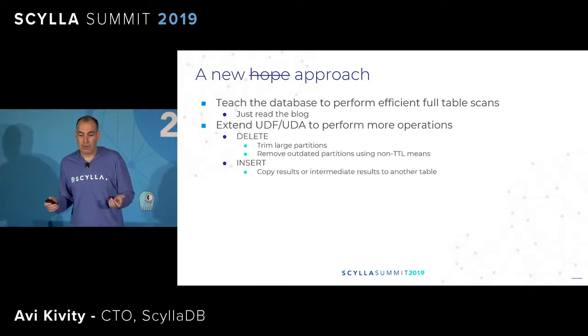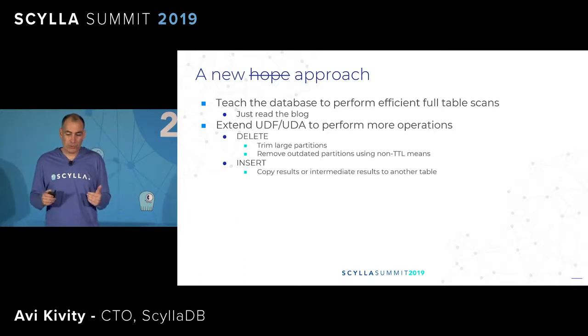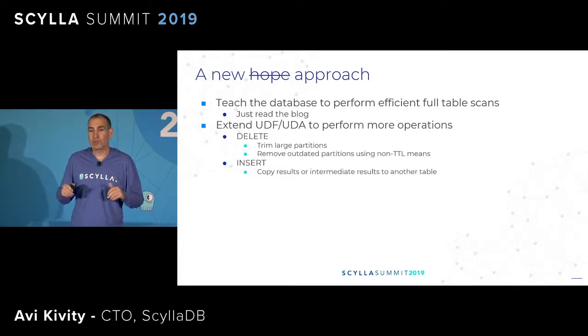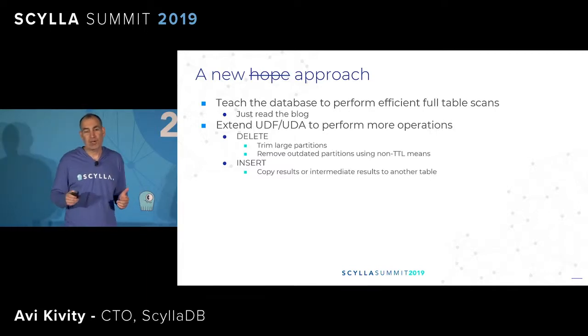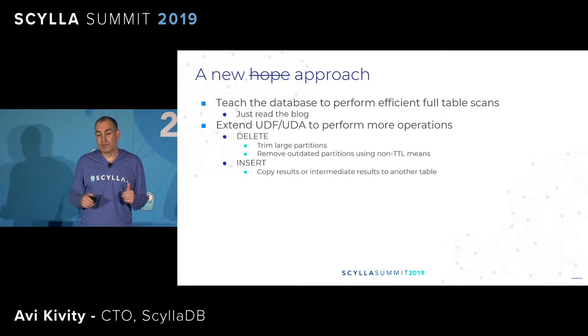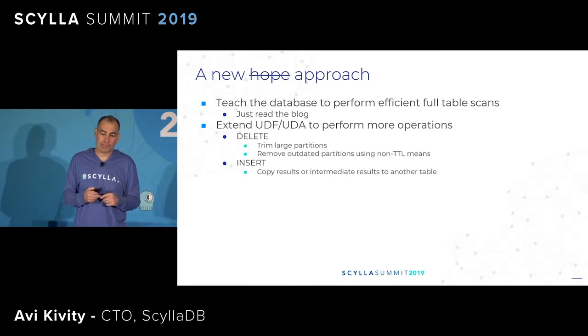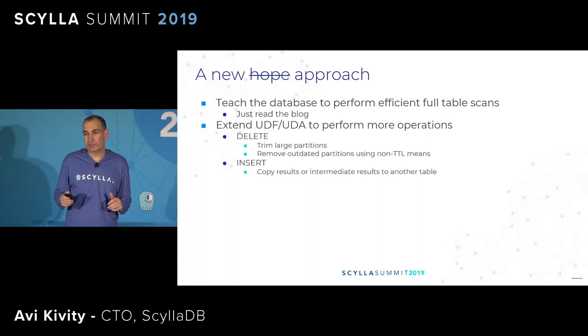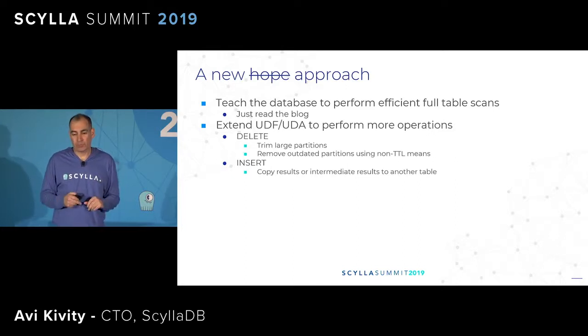So some examples of how we can use that. We also extend UDF and UDA to be able to perform more operations. So they're no longer pure functions. They can also perform operations. So it's more of a user-defined procedure rather than a user-defined function. So we can tell the function to perform a delete. And that allows you to trim a large partition. So you're scanning a partition, you hit a certain size or some other condition that you decided upon. And when you decide that you've had enough, you just issue a delete to trim the rest of that partition.